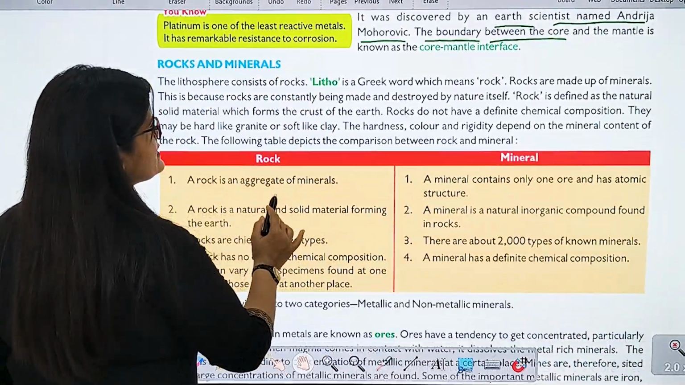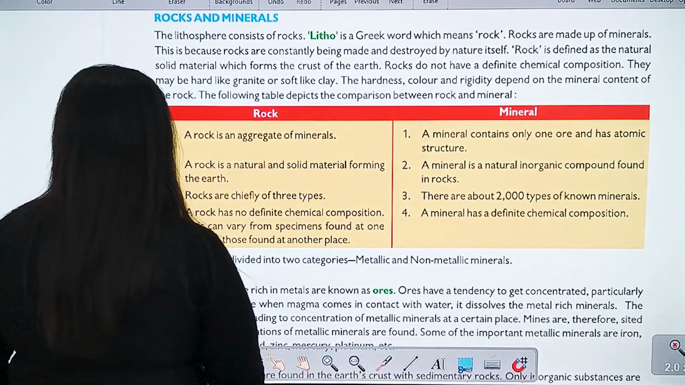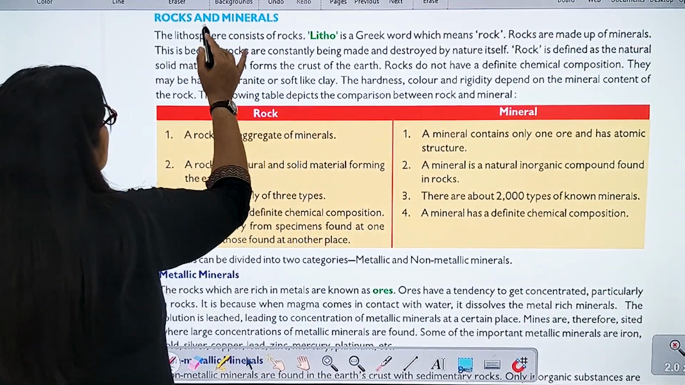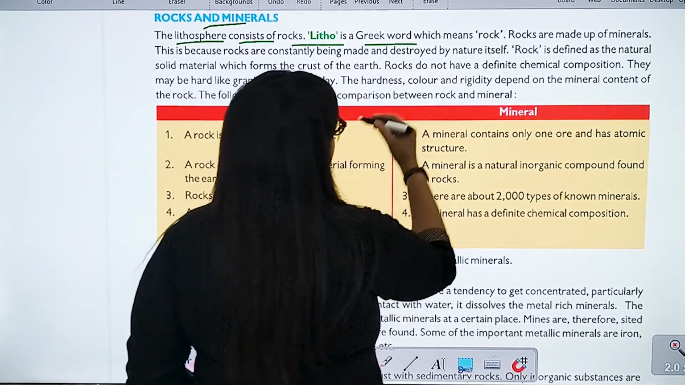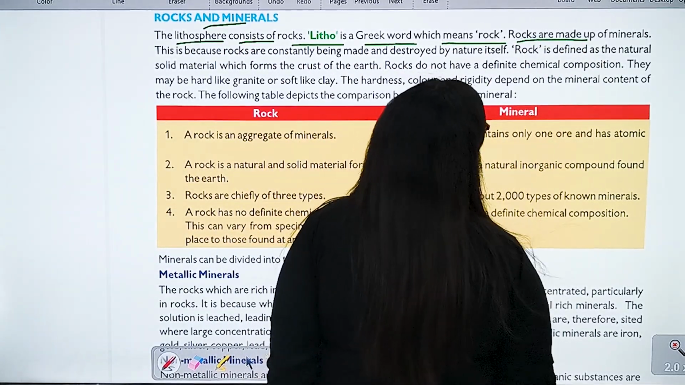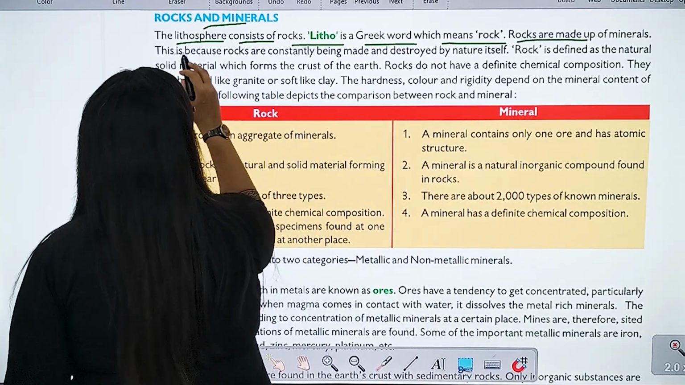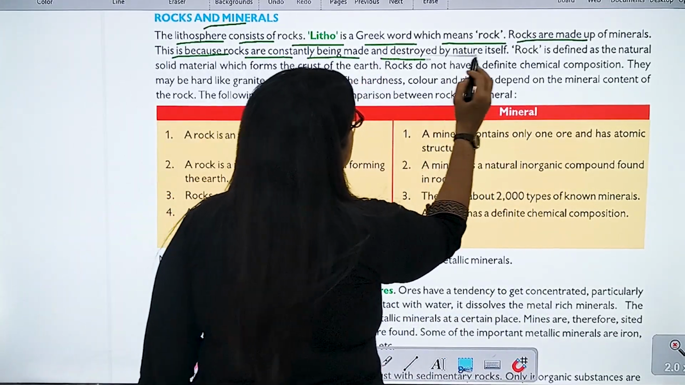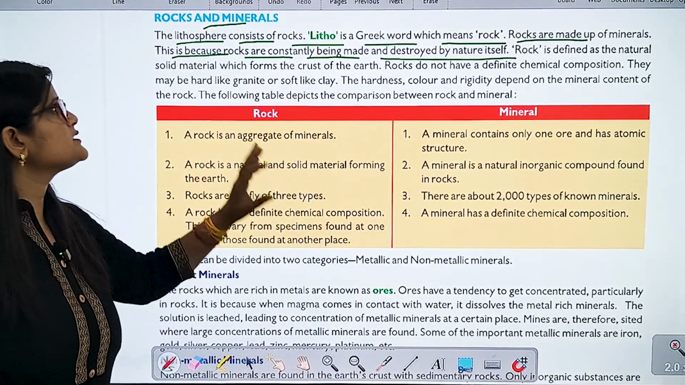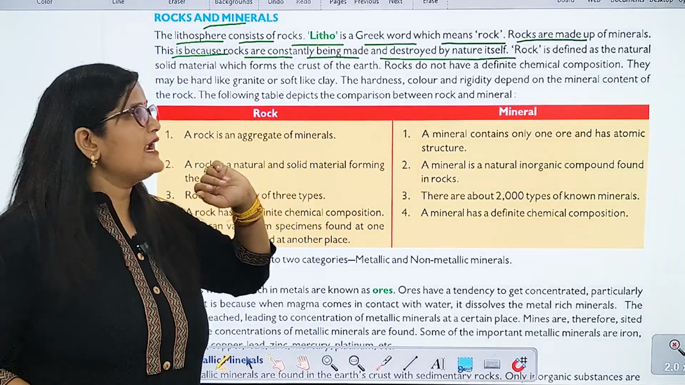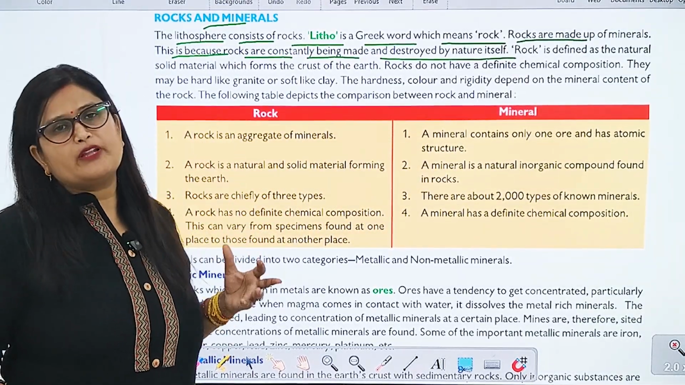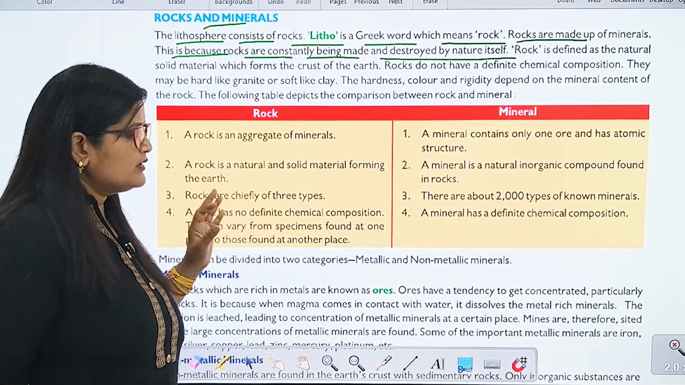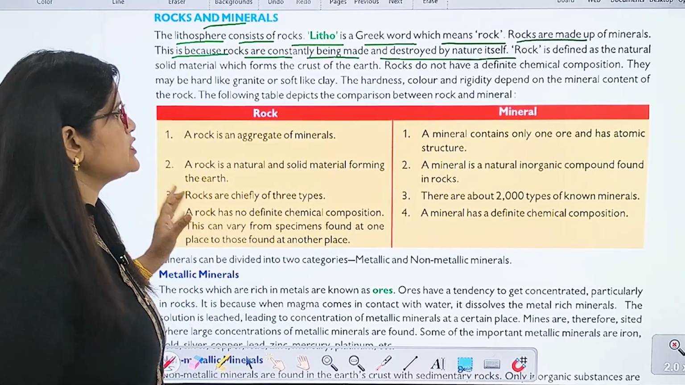Rocks and minerals. The lithosphere consists of rocks, यानी कि litho is a Greek word which means rock. Rocks are made up of minerals. Rocks are constantly being made and destroyed by nature itself. जो rock होते हैं अपने आप ही वो बनते हैं और बाय नेचर मतलब प्रकृति के द्वारा ही ये डिस्ट्रॉय हो जाते हैं.